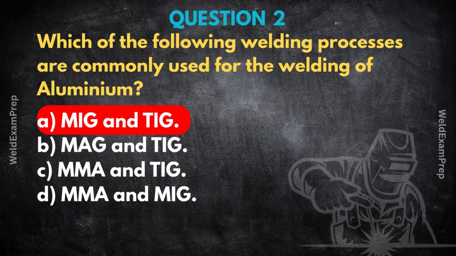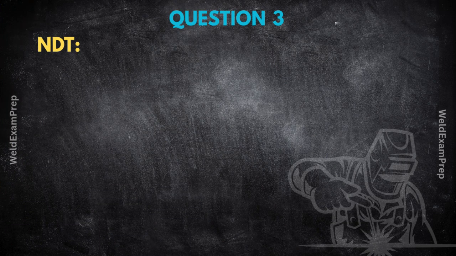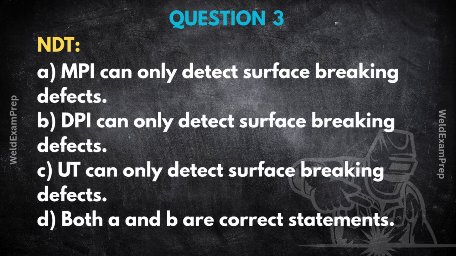Okay, so we know how to choose a process for the material. Now, how do we check the quality afterwards without breaking the thing? Let's talk NDT. Question 3, NDT, nice and simple. Options: A, MPI can only detect surface breaking defects. B, DPI can only detect surface breaking defects. C, UT can only detect surface breaking defects. D, both A and B are correct statements.